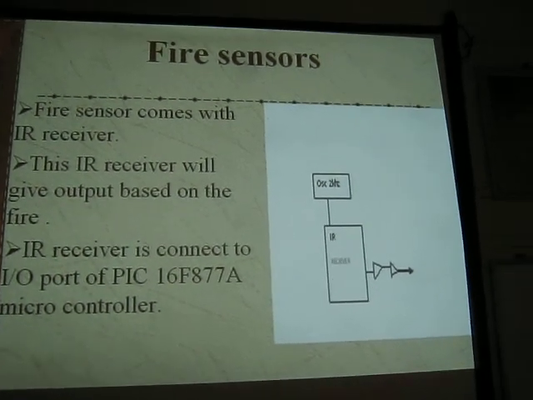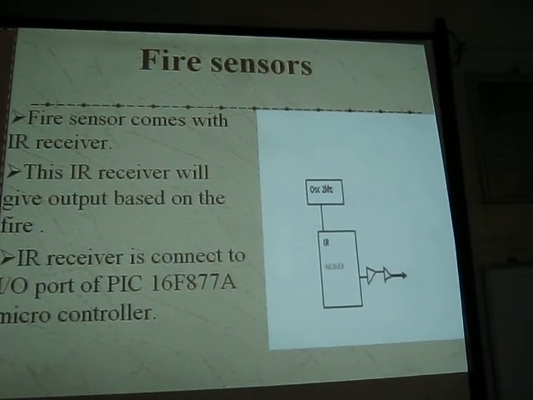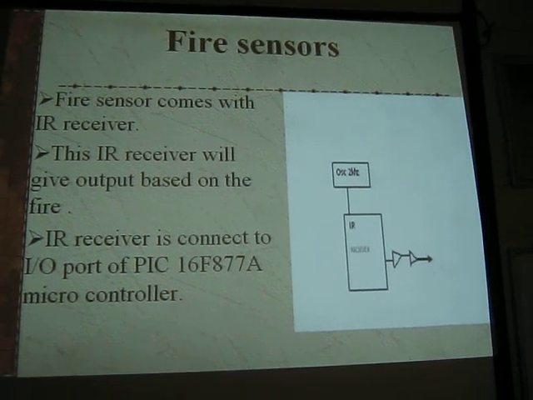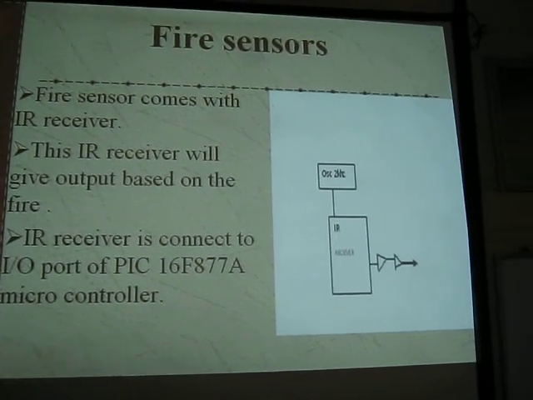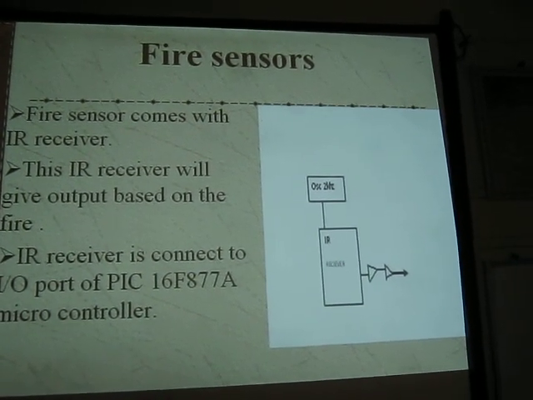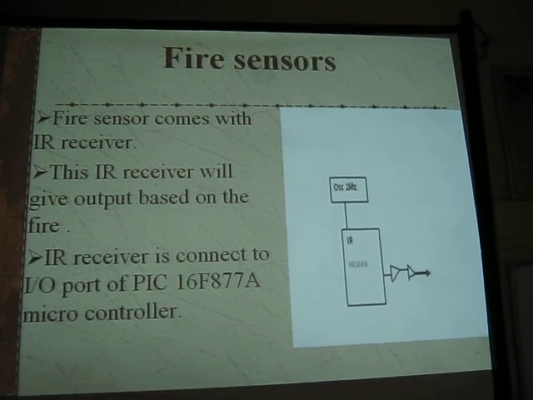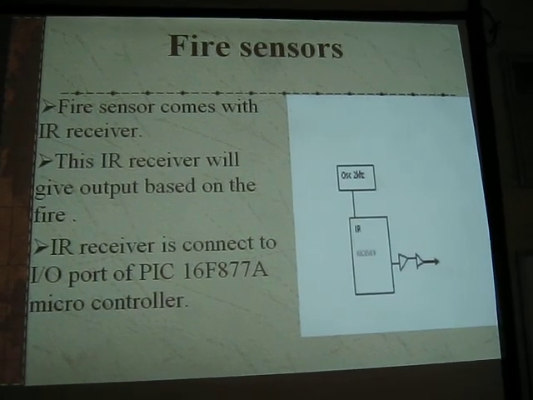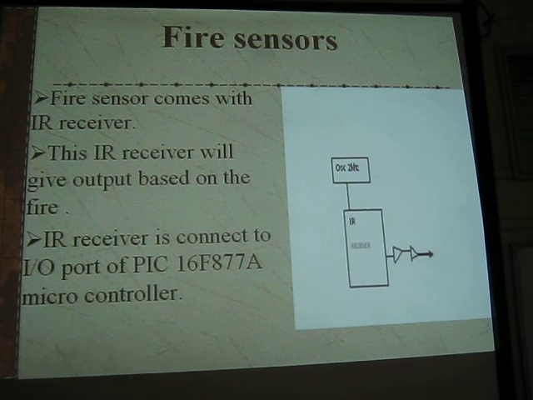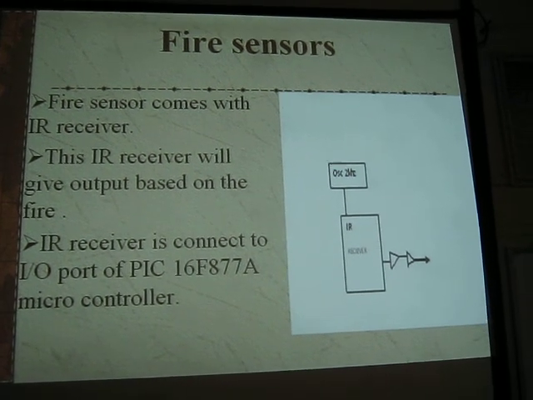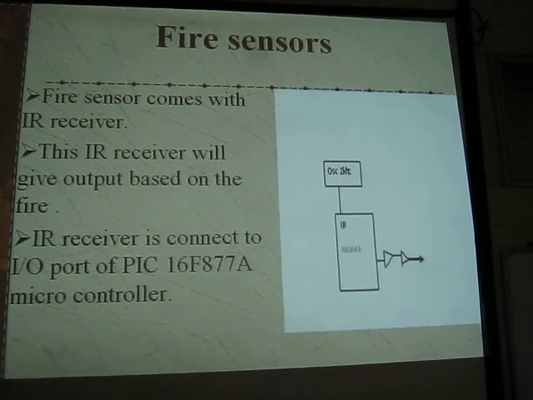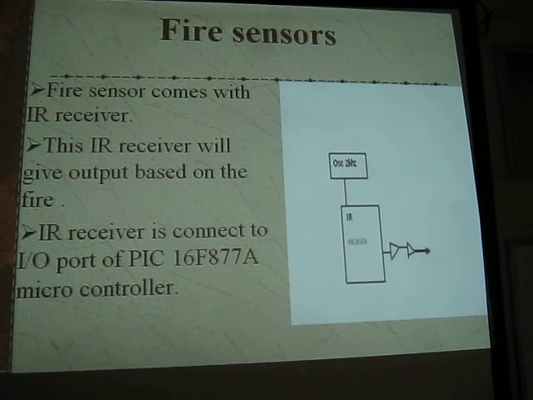Next. See, this is the fire sensor detail. So, IR receiver and transmitters are there. That IR receiver works based on the light intensity. So, if fire comes, the IR sensor will give a voltage. That voltage comes to your microcontroller. Once the voltage is detected by the microcontroller, then the microcontroller will send the data to your motor driver IC. Then the robot will move to the fire.